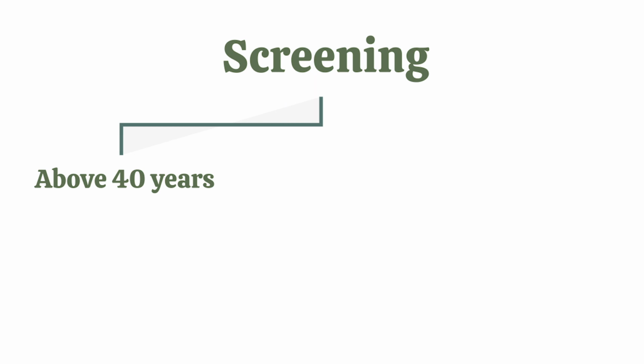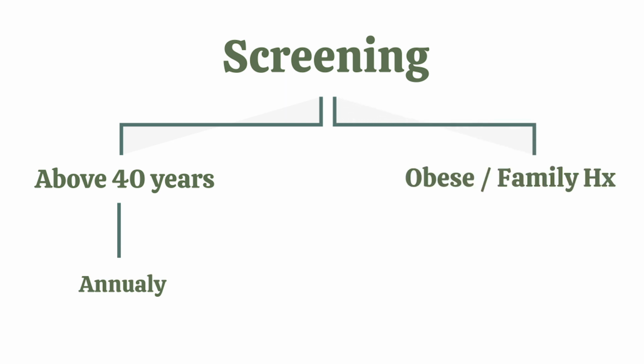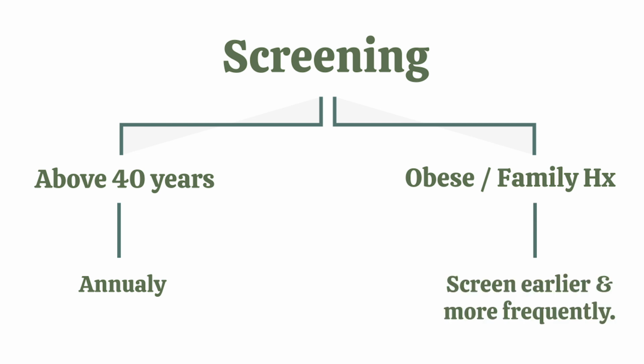How do you diagnose high blood pressure? Well, routine screening is recommended. If you are 40 years or older, and you have no history of hypertension, then you should do it annually. But if you are obese or if you have a family history of hypertension, then you need to screen for hypertension earlier and more frequently.